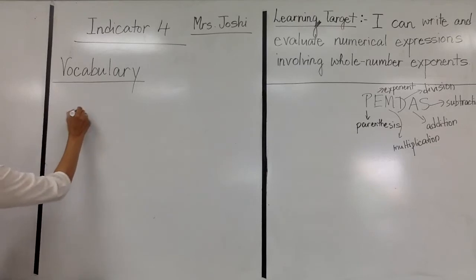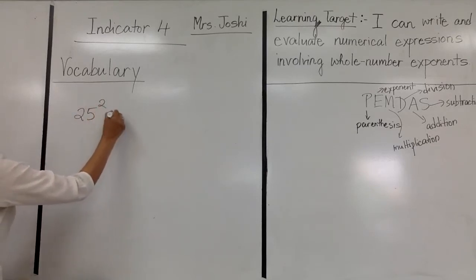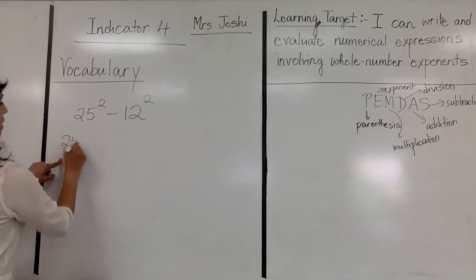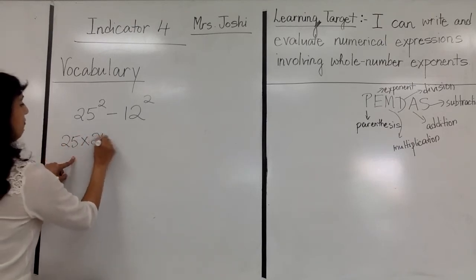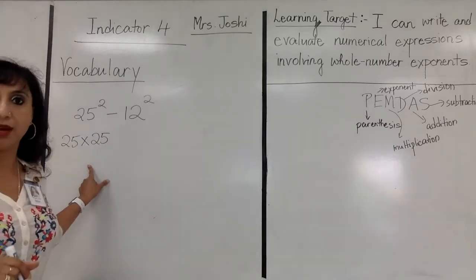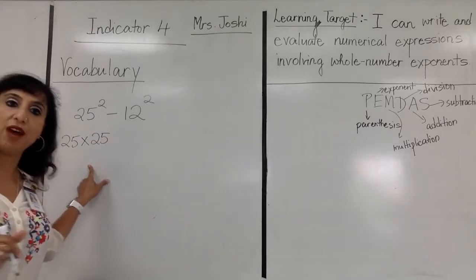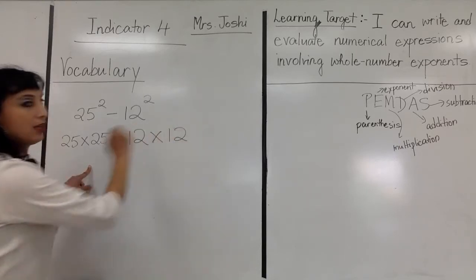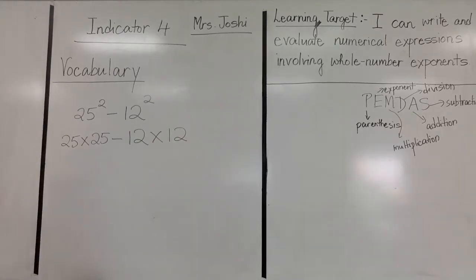Okay, so 25 squared minus 12 squared. If I give this to you, please remember the vocabulary. When I'm saying squared, it means it's raised to the second power, but we say squared. So this means 25 times 25, not 25 times 2. So 25 times 25 minus 12 times 12. That's what this means.